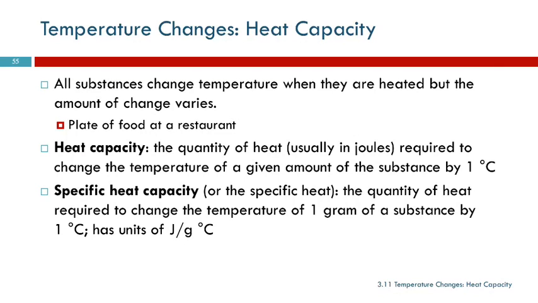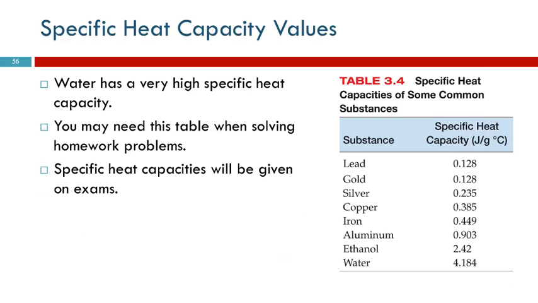So the unit of the specific heat capacity is a joule per gram degree Celsius, which seems like kind of a messy unit, right? Joules divided by gram times degrees Celsius. Water has a very high specific heat capacity.